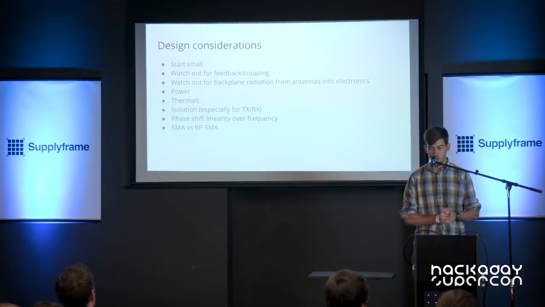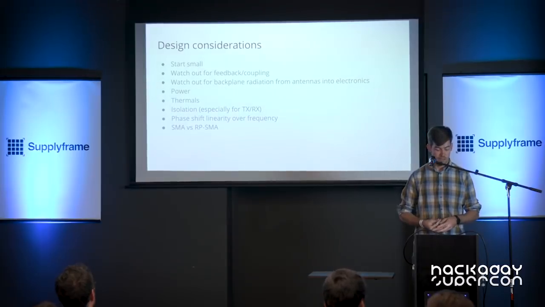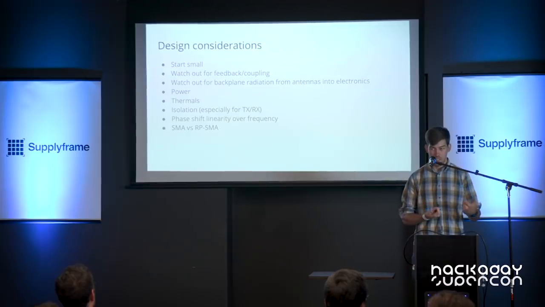And then an extremely practical thing, SMA versus RP SMA. All of the parts I've called out so far for Mini-Circuits are all SMA parts. And if you decide to use antennas from, like, Wi-Fi, for example, those will all be RP SMA. And it's really dumb that somebody decided to do this, but they have opposite polarity on the inside. That's what RP stands for, reverse polarity.